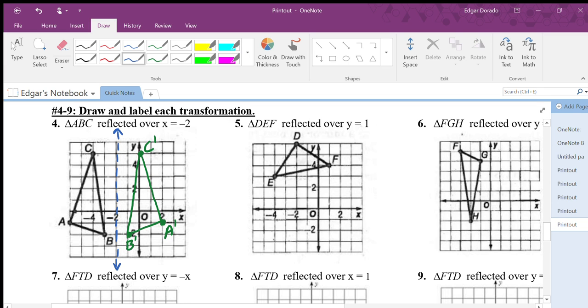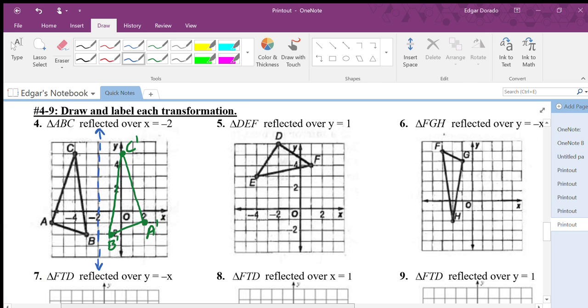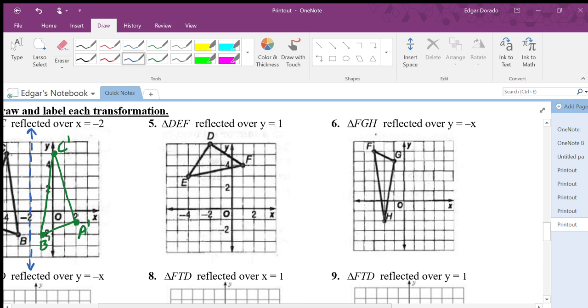Okay? Alright, so let's do the same thing for number 5. Alright, so this says reflect over the line y equals 1. Where is the line y equals 1? That is right here. This is where 1 is on the y-axis. This is my line of reflection.